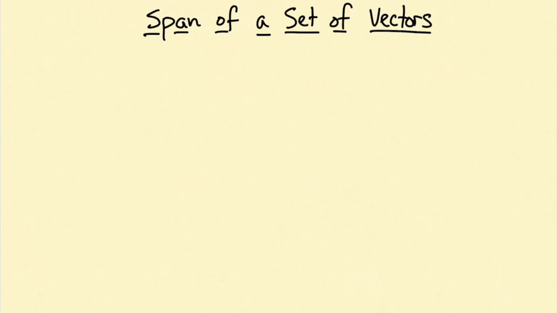In this video, we're going to talk about the span of a set of vectors. So to start out, suppose that we have a set of m-dimensional vectors, v1, v2, down to vn.